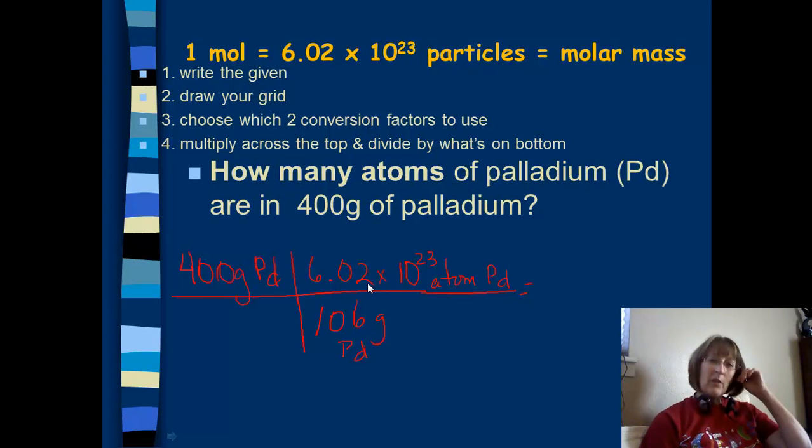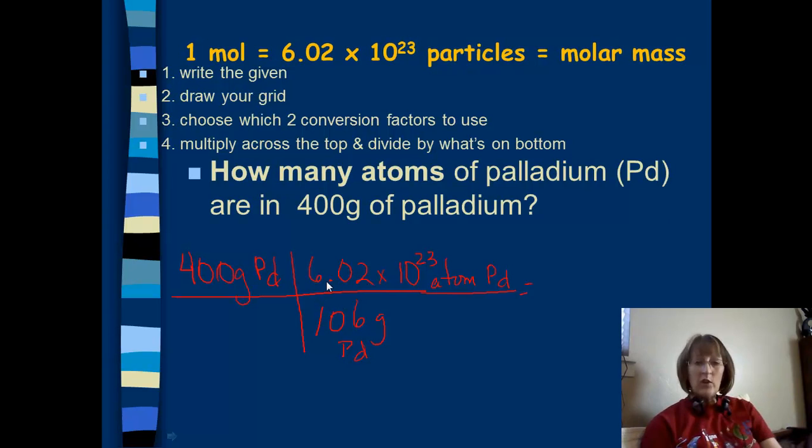Be careful when you're using Avogadro's number. Don't use the caret button. Don't type in the times 10 twice. So when you type it in your calculator, it's 6.02 second EE 23. So all you type in there. And that means your calculator sees it as one number, the whole thing, rather than 6.02 times the second number, 10 to the 23rd. Okay, so multiply across the top, divide by what's on bottom, and we have 2.27 times 10 to the 24 atoms of palladium.